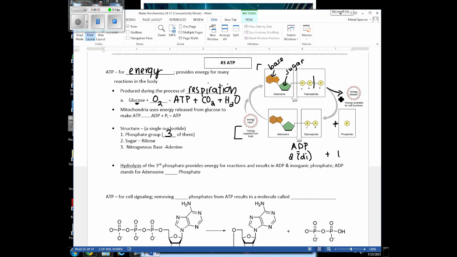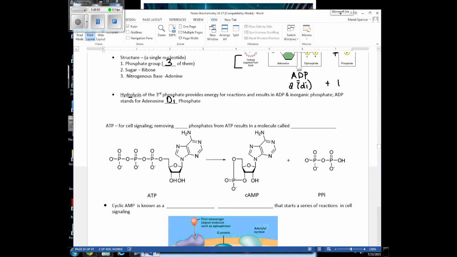Because we're breaking apart a molecule, remember that process is called hydrolysis. In this situation, we have to add water to break off that third phosphate. Again, then we'll be back to ADP, with this removed phosphate, and ADP stands for adenosine diphosphate. Again, that di means 2.